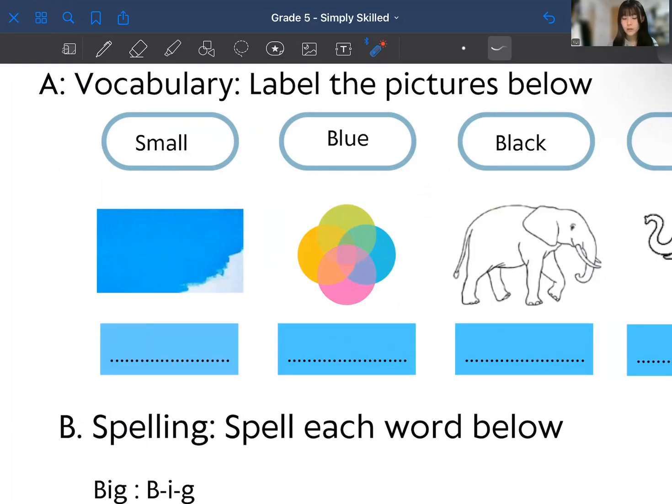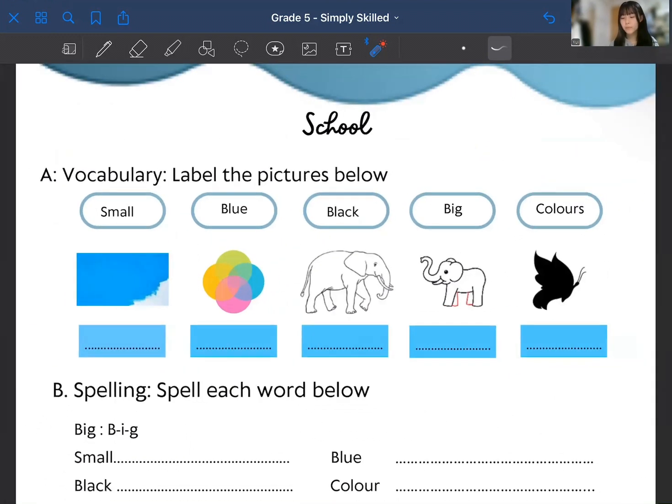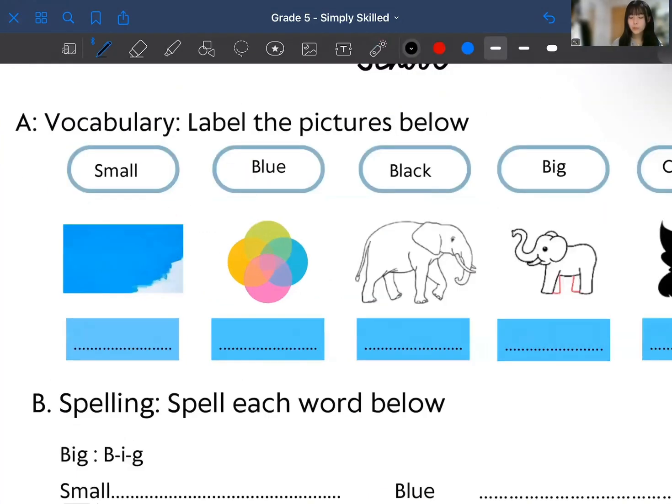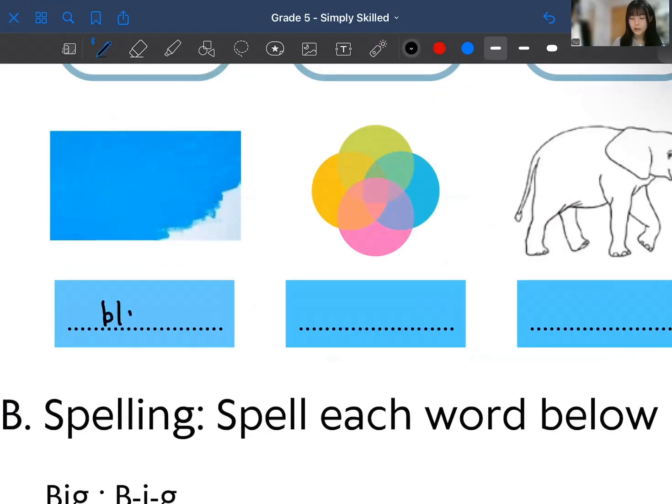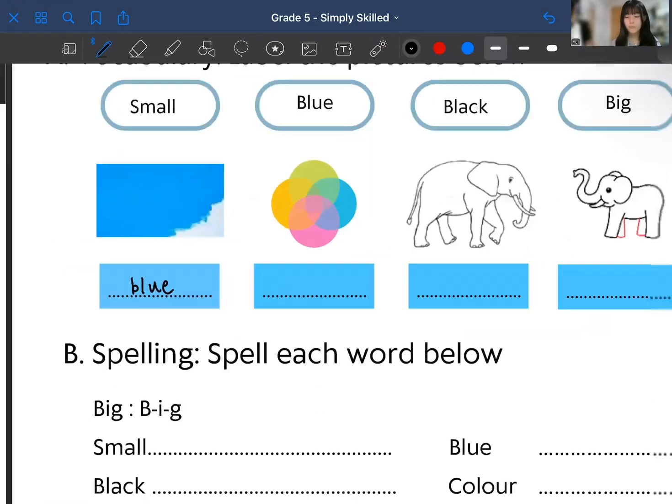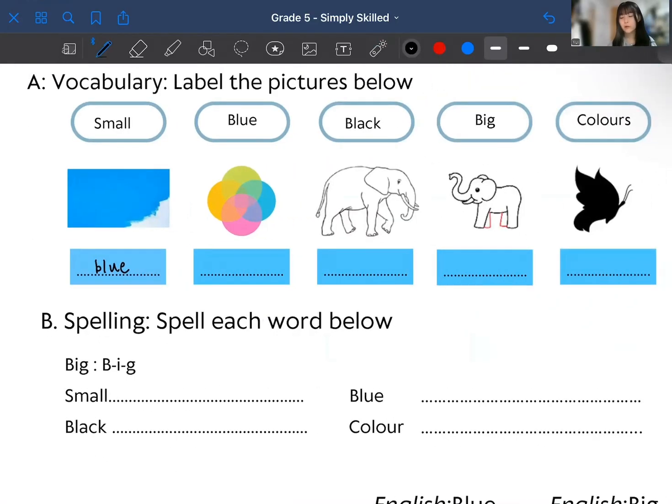So this is probably a picture of maybe like the sky, and the sky is blue, of course. So the word that best matches the picture would be the word blue. So we'd write the word blue in this blank here. Then the same goes for the remaining 4.